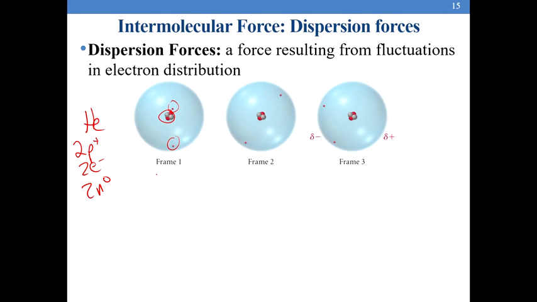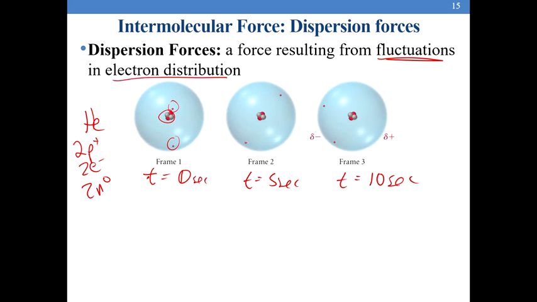So this is showing helium at any given point in time. So let's say time equals 0 seconds, time equals 5 seconds, and time equals 10 seconds. At any given point in time, the electrons are always moving around, okay? Dispersion forces are just resulting from fluctuations in electrons, okay?